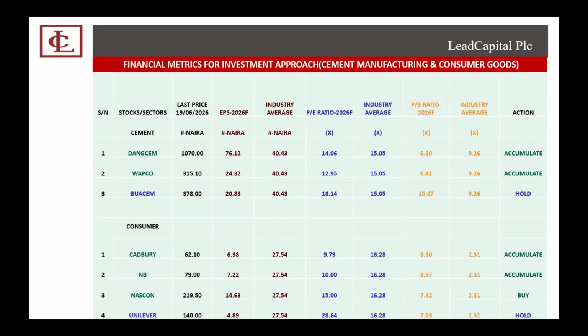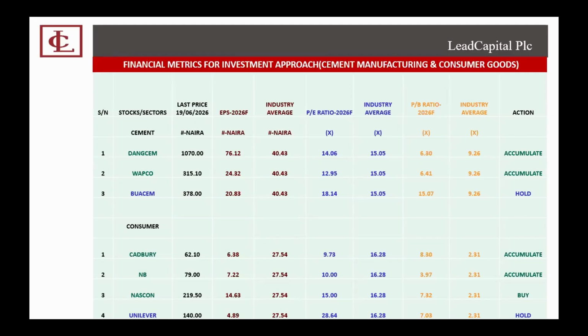Nigerian Breweries, however, appears undervalued relative to its peers. The PE ratio of 10 times versus the industry average of 16.28 times. Although its price to book ratio is slightly above the industry average, the earnings valuations remain attractive. There's recovery potential after recent economic challenges and the attractive valuation relative to sector peers.